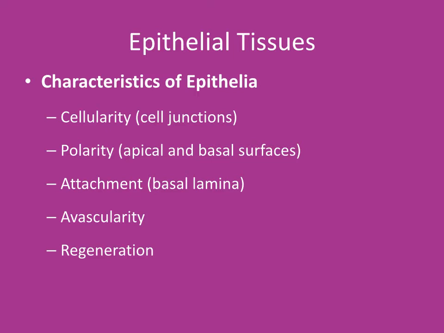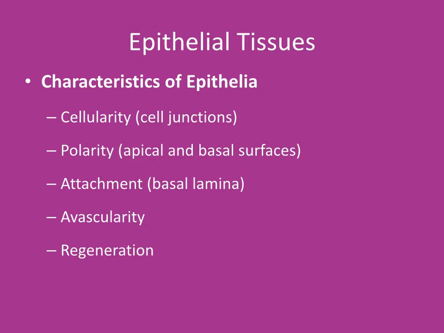Another characteristic of epithelia is it always has polarity. Now that doesn't mean like it's positive or negative charged. It just means that it has a top and it has a bottom. Okay? So the top on your skin is the apical surface or the superficial surface. The bottom layer of those skin cells is called the basilar surface. Okay, the basal surface.